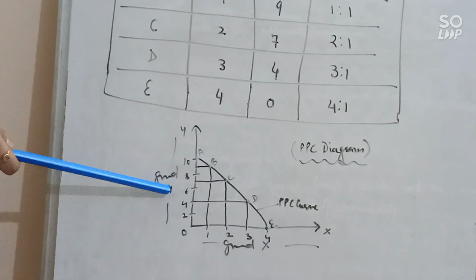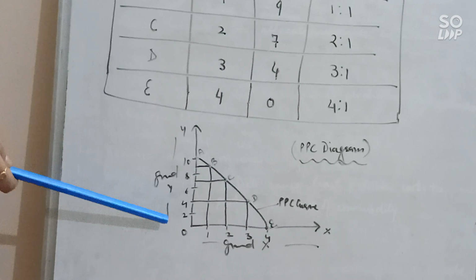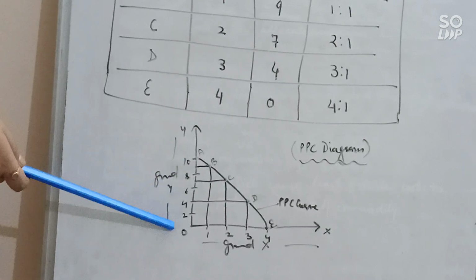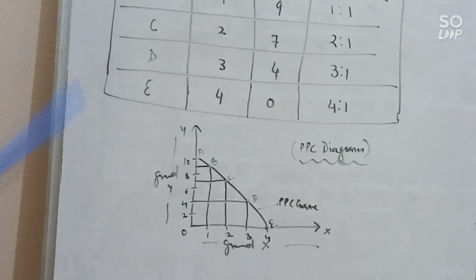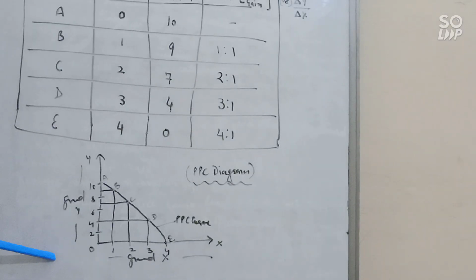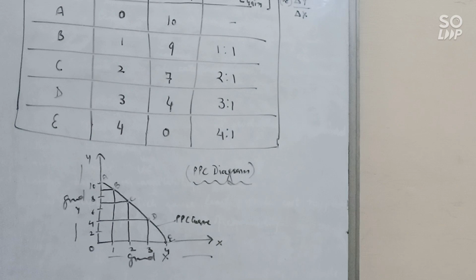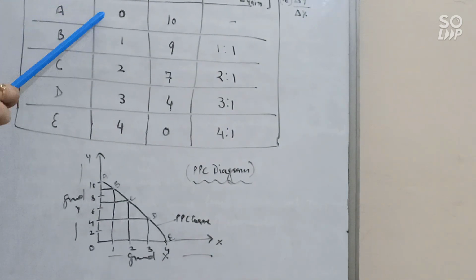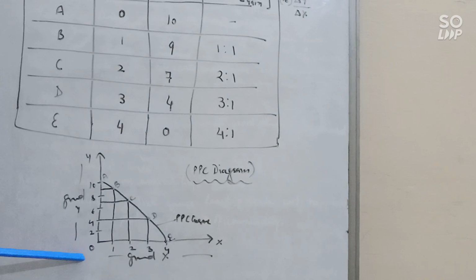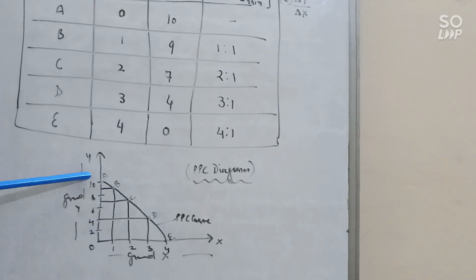And units produced of x maximum is 10. So I have taken gaps of 2, 4, 6, 8 and 10. Now, as per the table, this diagram shows the different combinations which we have already discussed in the table. So according to the first combination, we are producing 0 units of x and 10 units of y. So this is the first point, A point.